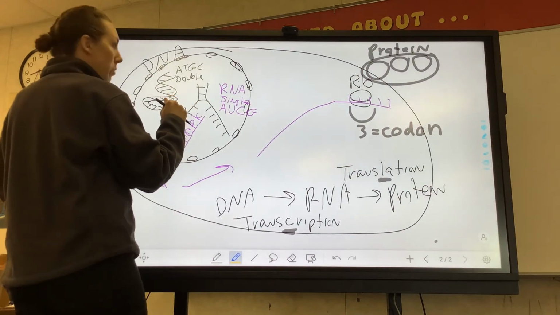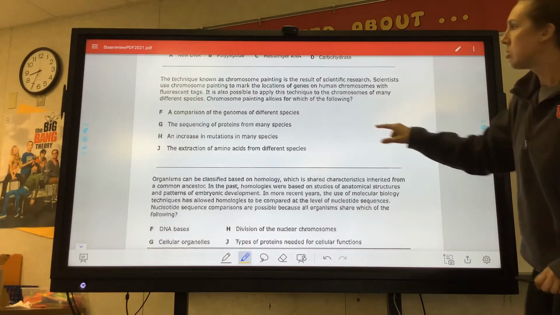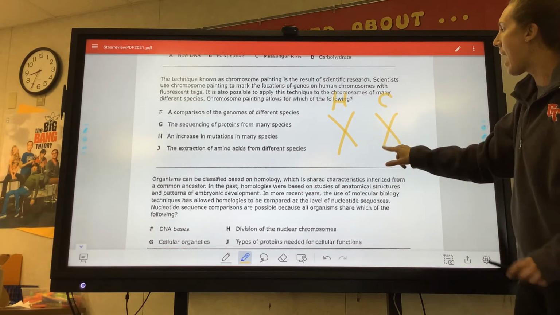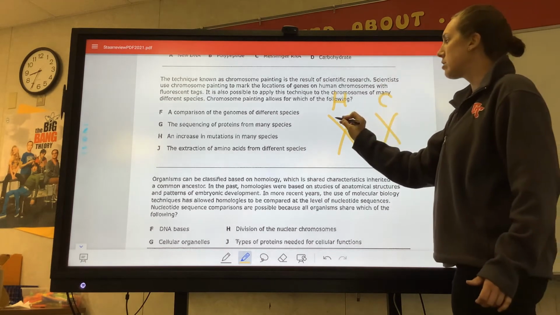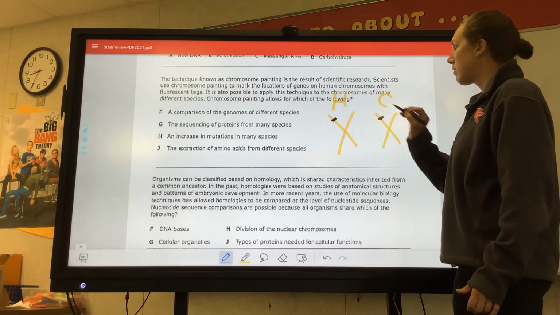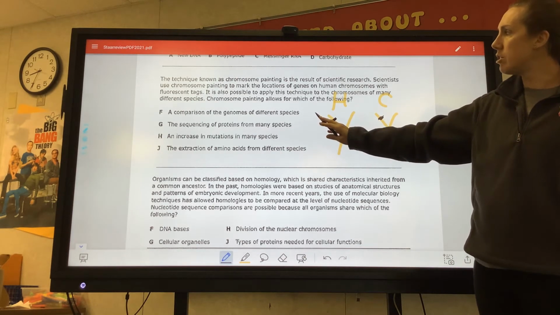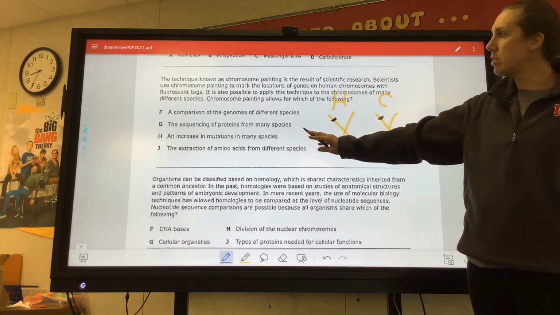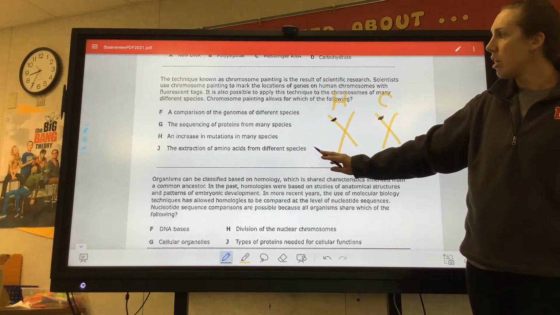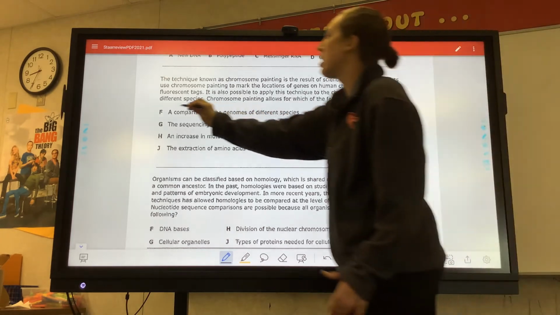So if here's a chromosome for the human, and here's a chromosome for the cat, and I said chromosome painting. Here's a fluorescent tag for the I protein on a human. Here's the fluorescent protein for the I protein on a cat. What can you do by knowing that? A comparison of the genomes of different species, the sequencing of proteins for many species, an increase in mutations, the extraction of amino acids. Guys, all you can do is compare. So the best answer is comparison.